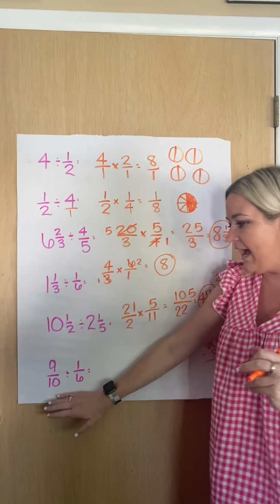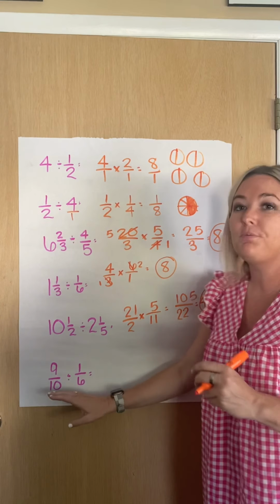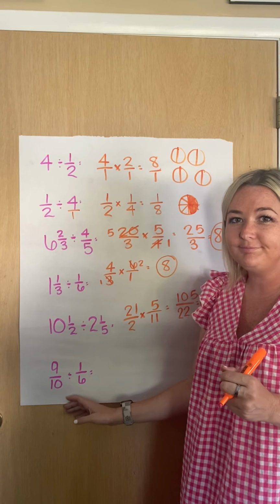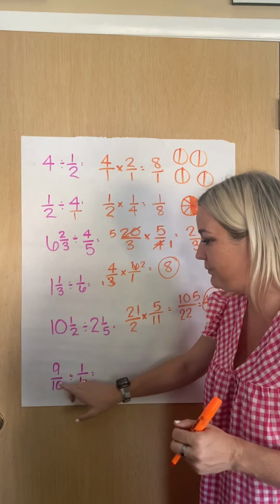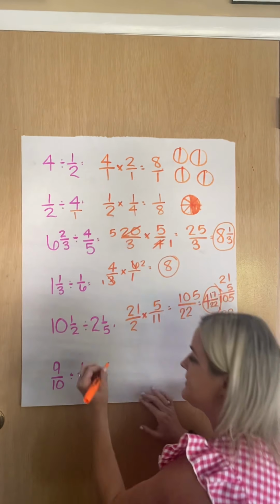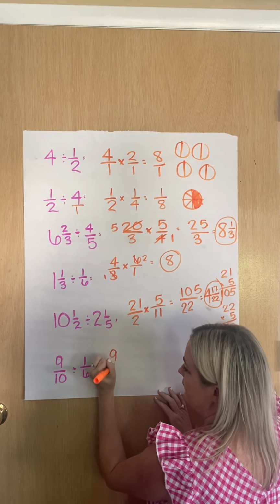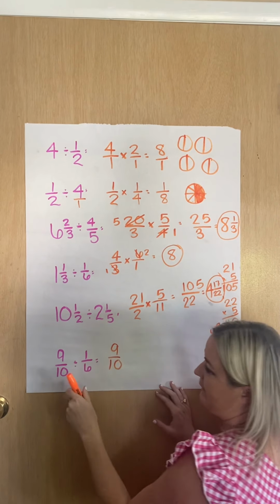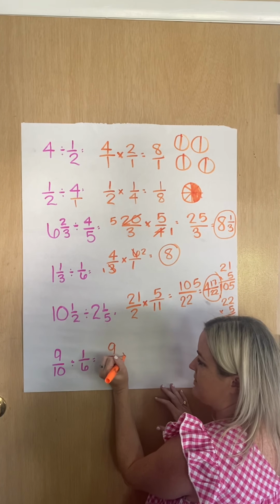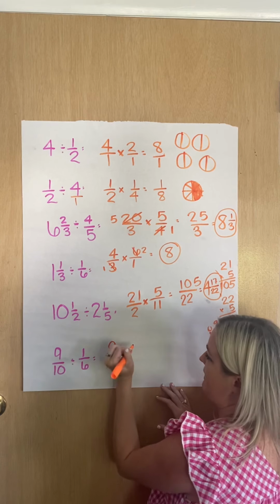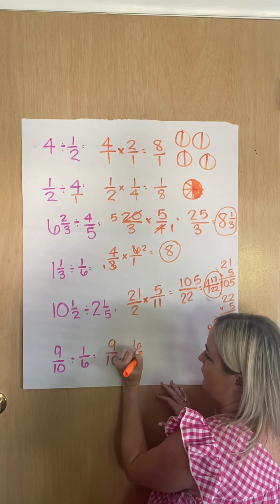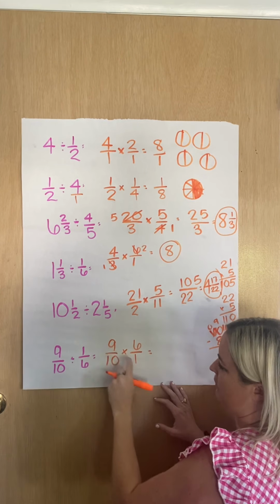All right, and our final problem that we are going to do, press pause. All right, so our final problem. So remember, 9/10. I'm going to keep that number. I'm going to change my division sign to a multiplication sign, and I'm going to flip or use my reciprocal. 6/1. Can I cross reduce?